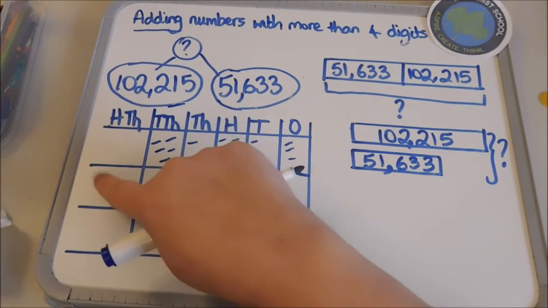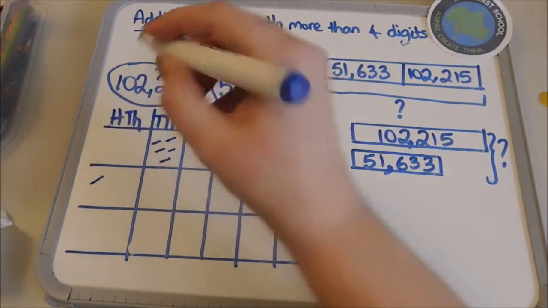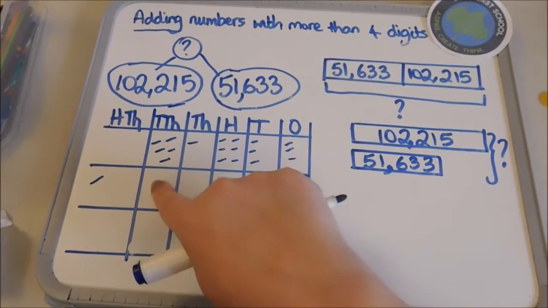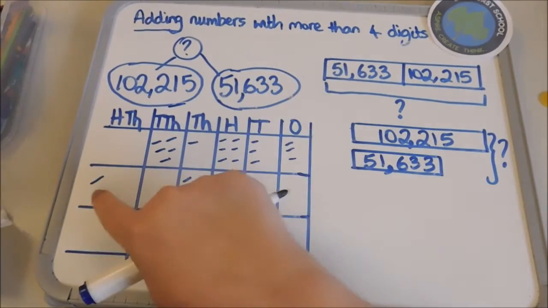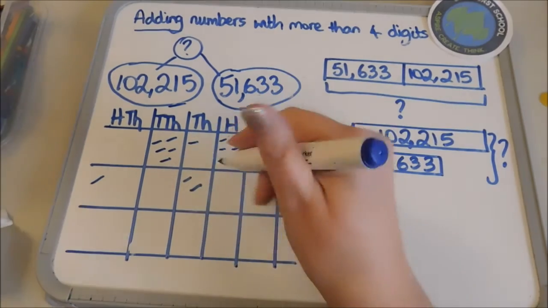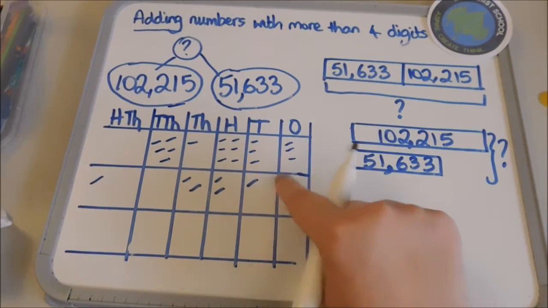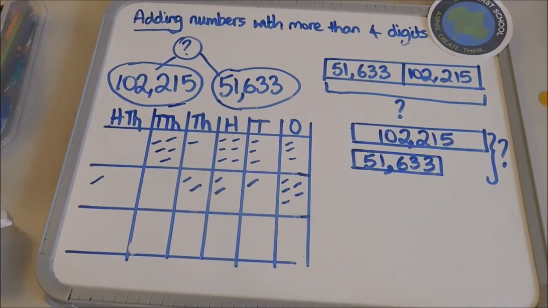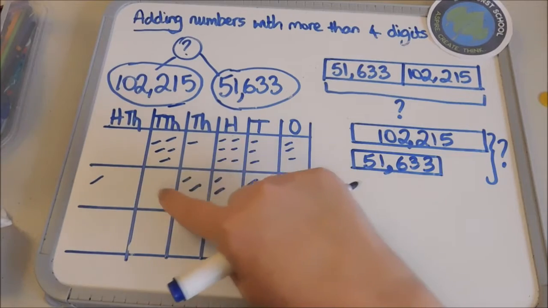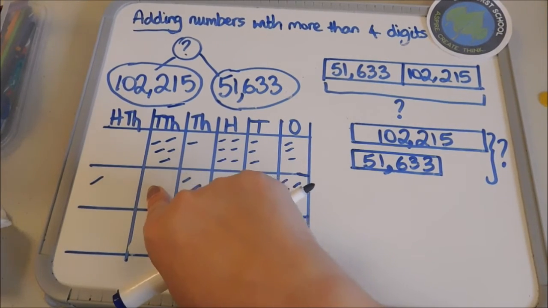So I have got 100,000, no tens of thousands, and then 2,000. So 102,215. So that's 15 is a 10 and 5 ones. Okay, so I've put in all of my numbers. I have double checked them. Okay, and there is nothing in this column. Okay, nothing in there at all.